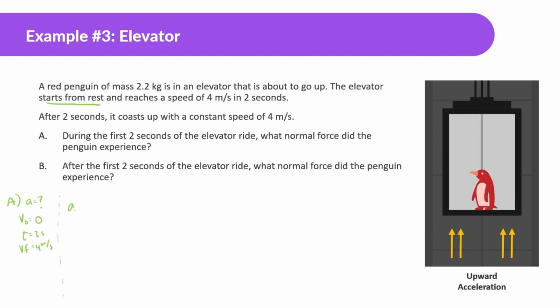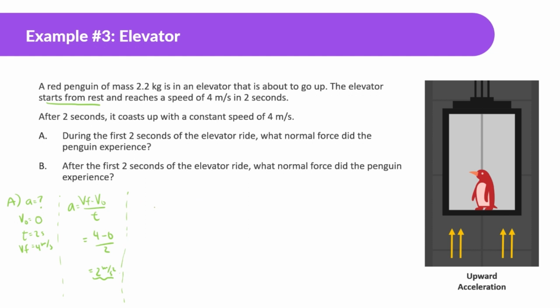Okay, so acceleration is equal to v final minus v initial divided by time. So this means 4 minus 0 divided by 2, which is going to be 2 meters per second squared. Great. Now we know what the acceleration is. We can use that to help us find the normal force.